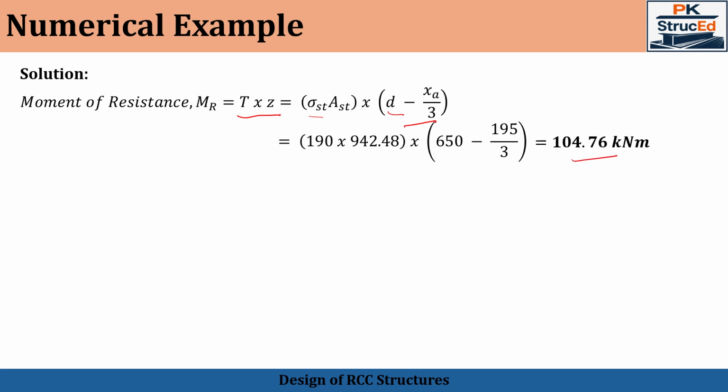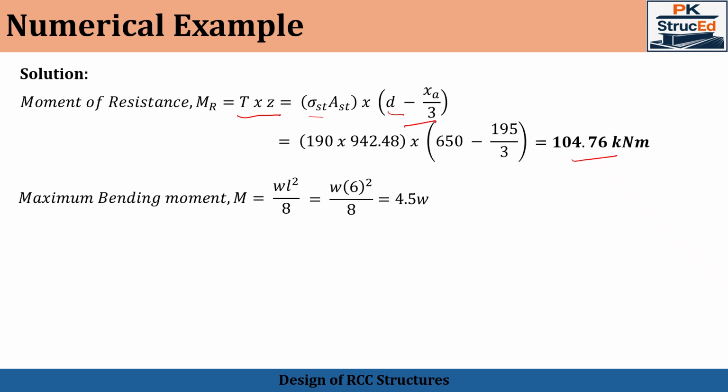Now, in order to get the required values, this will be equated with the ultimate bending moment or the maximum bending moment. Assuming the beam is simply supported, we get the maximum bending moment formula as WL square by 8, where W is the total load which will be acting on the beam, which includes its own self weight in addition to the externally applied loads. Substituting the span, which has been given as 6 meter, we get the maximum bending moment as 4.5 into W.